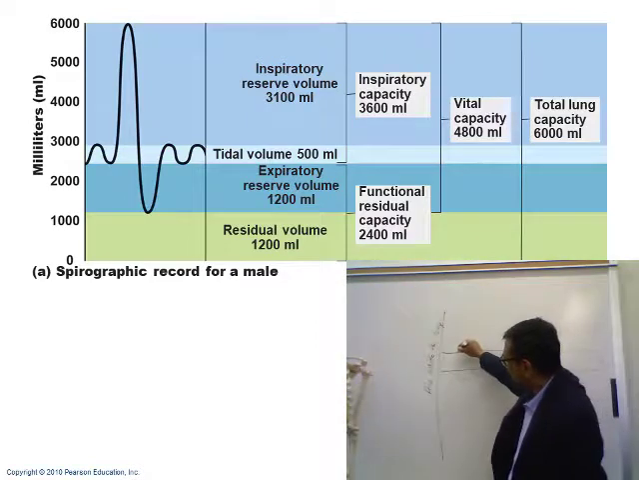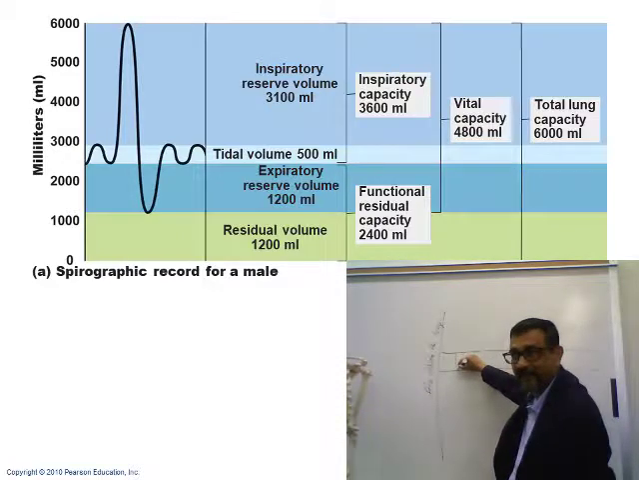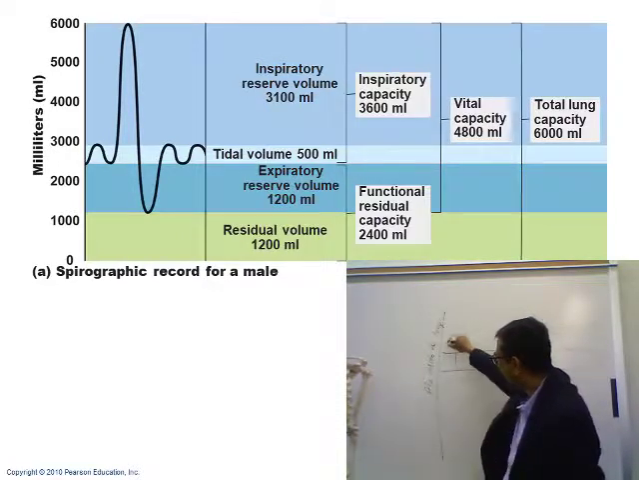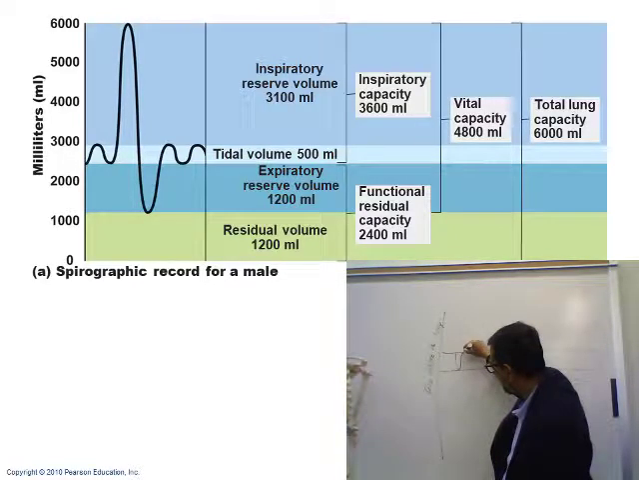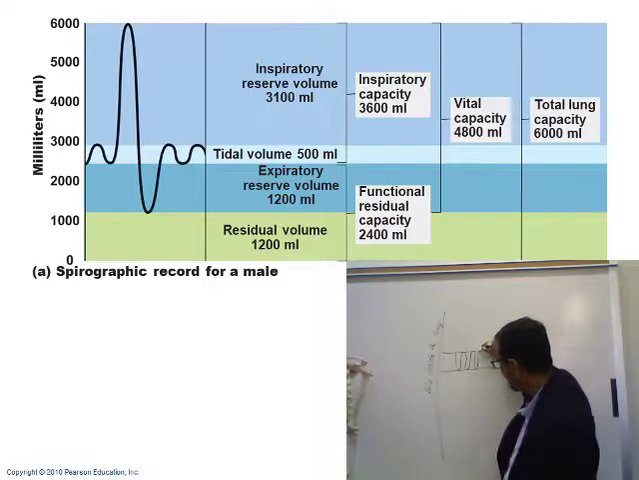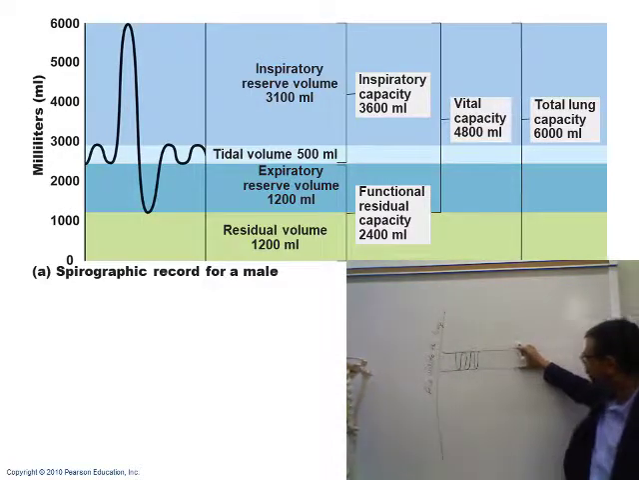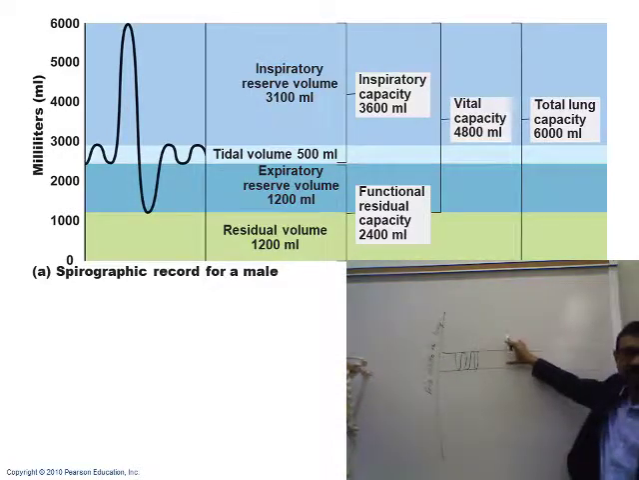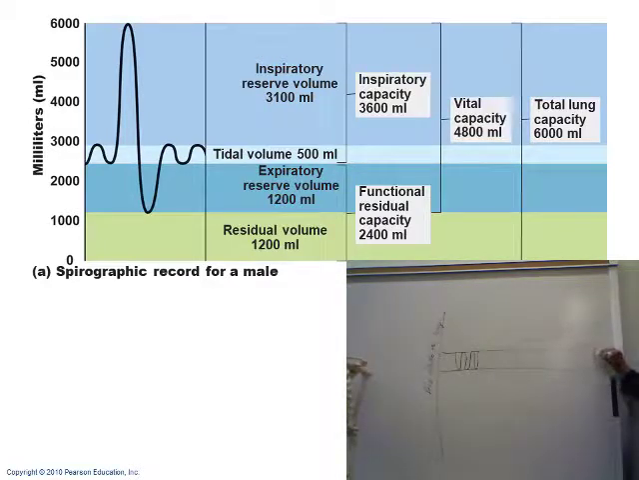So when the curve moves this way, that means expiration, right? Exhalation. The volume is going down. And when it is going up, that is inspiration. So you see here, normal expiration, normal inspiration, normal expiration, normal inspiration. Okay? So this amount is 500 milliliter, and that is normal breathing.